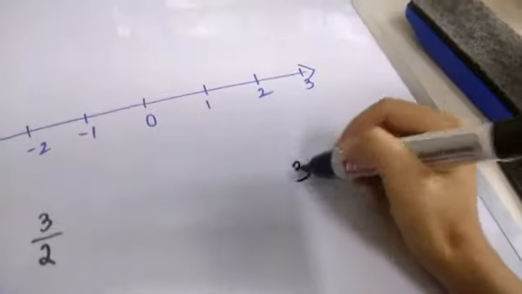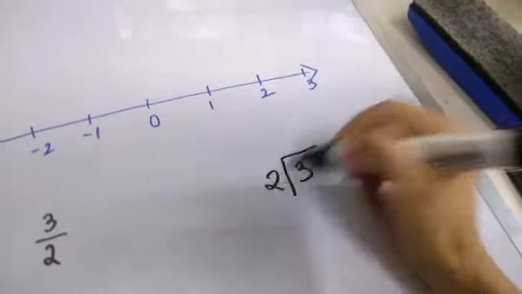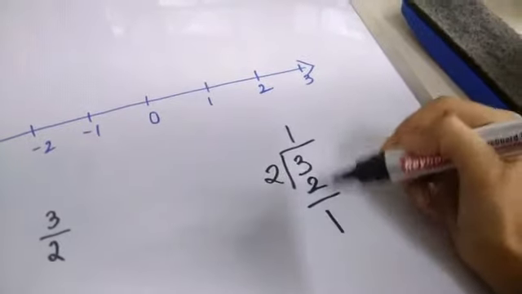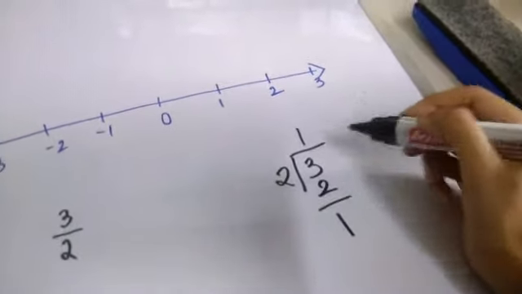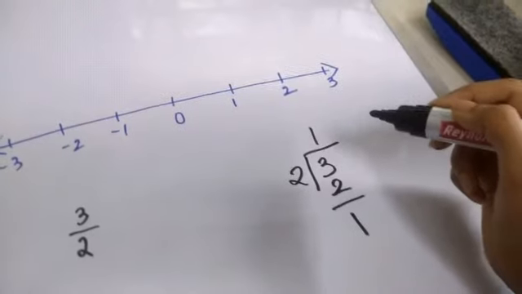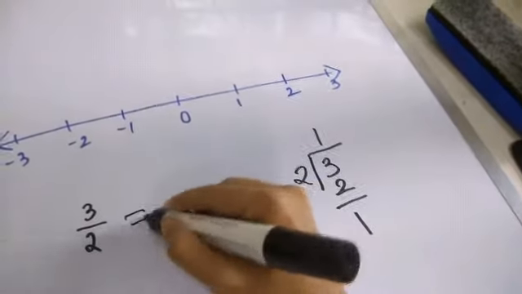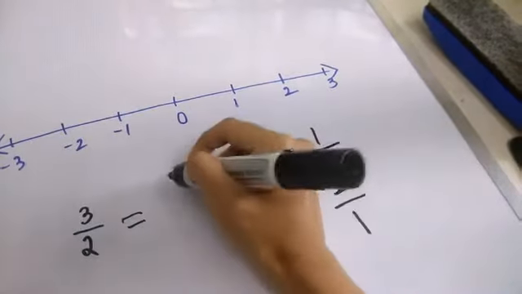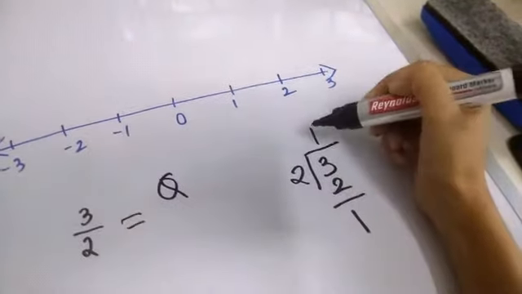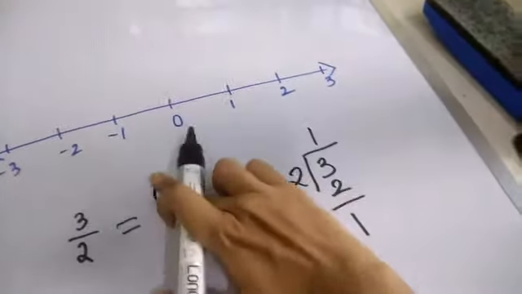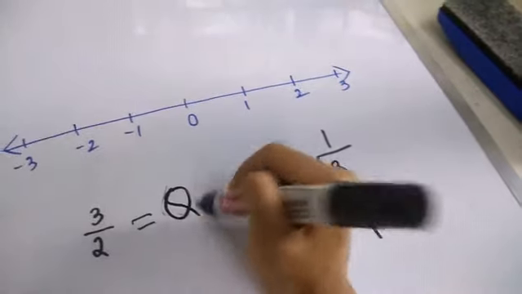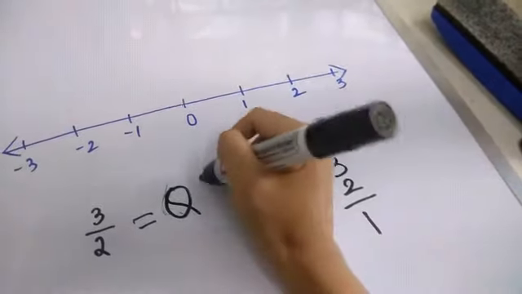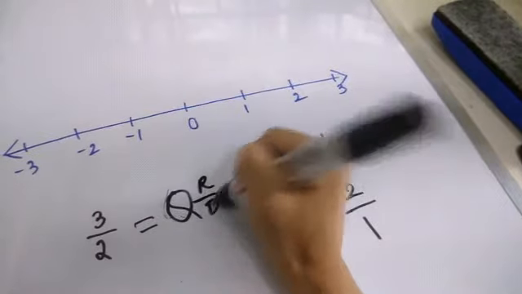When you do 3 by 2 division, 2 ones are 2, right? Remainder is 1. So you're going to write it in the form of a mixed fraction. 3 by 2 is equal to, what you have to do is write the quotient, and then you have to write the remainder by divisor.